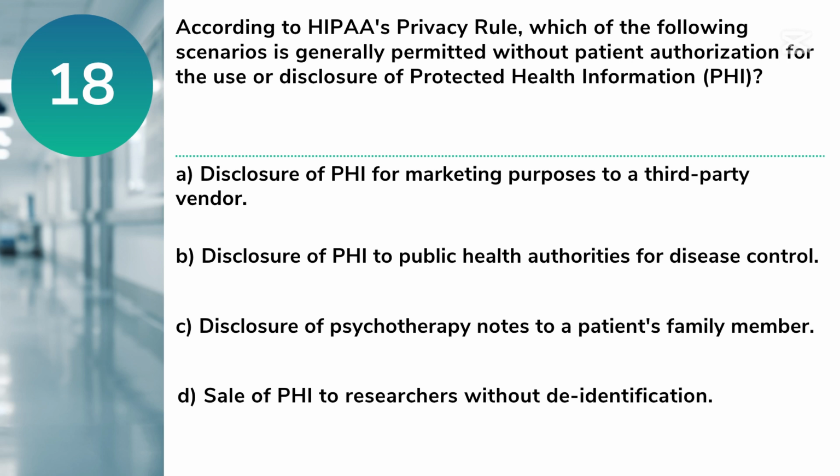Question 18. According to HIPAA's privacy rule, which of the following scenarios is generally permitted without patient authorization for the use or disclosure of protected health information, PHI? A. Disclosure of PHI for marketing purposes to a third-party vendor. B. Disclosure of PHI to public health authorities for disease control. C. Disclosure of psychotherapy notes to a patient's family member. D. Sale of PHI to researchers without de-identification.